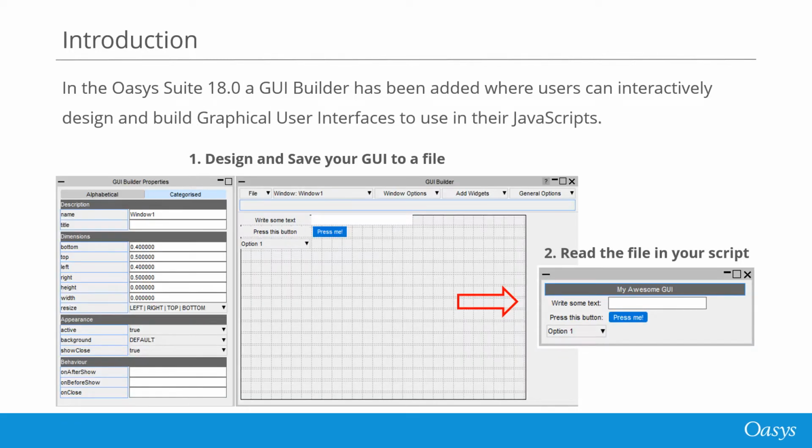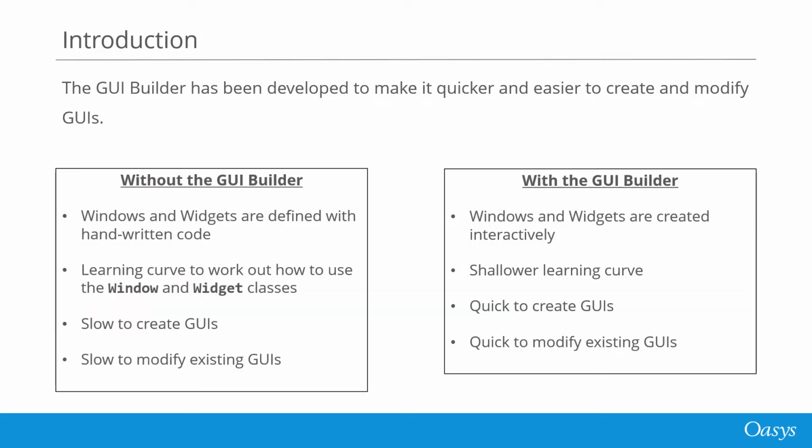In the Oasys Suite 18.0, a GUI builder has been added where users can interactively design and build GUIs to use in their JavaScripts. This is available in Primer, D3plot, and THIS. The GUI builder allows you to drag and drop widgets where you want and style their appearance. You then save it to a file, which can then be read in by your script. The GUI builder has been developed to make it quicker and easier to create and modify GUIs.